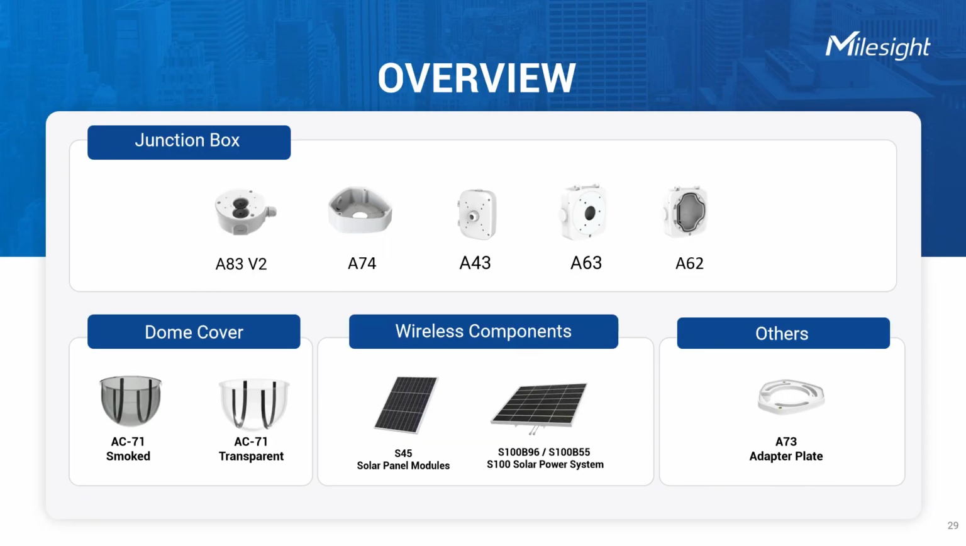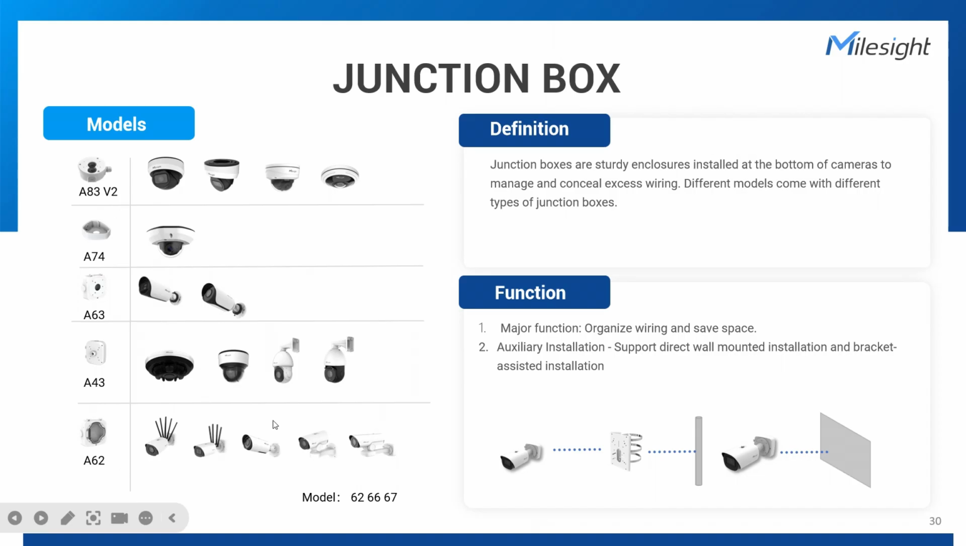So we still provide various accessories for easy installation and for some other usage. Firstly, we provide various junction boxes for various models for your cable management. And we also provide dome covers and some wireless components. For the junction box, we have various options for you to tailor with various cameras so that this junction box can help you to organize the wiring and save the space. And also it can assist the installation because some of our cameras may need a junction box for a specific mounting method.